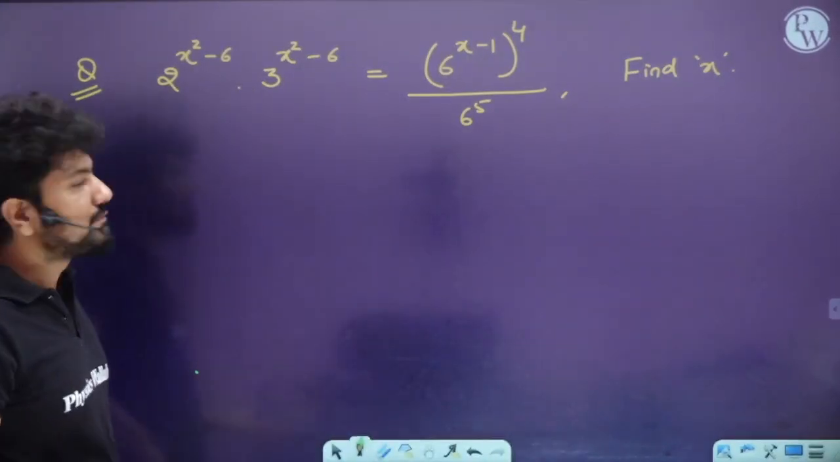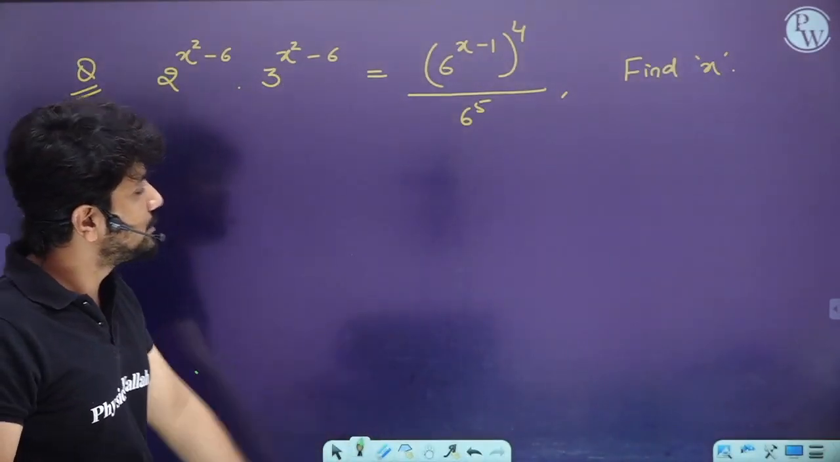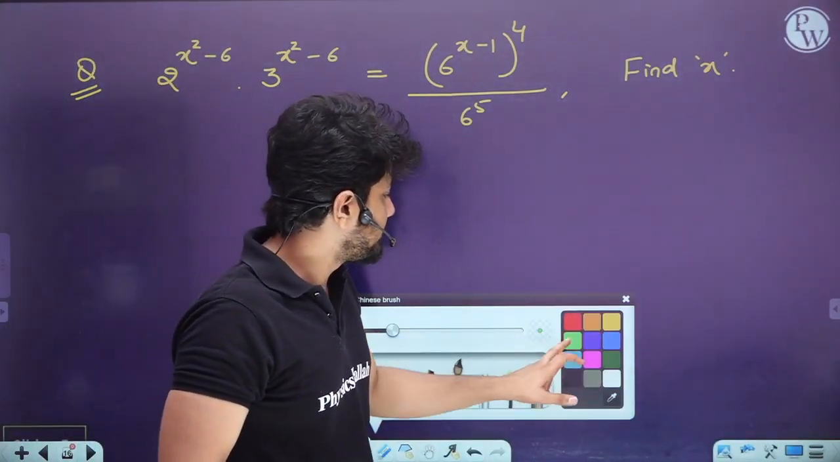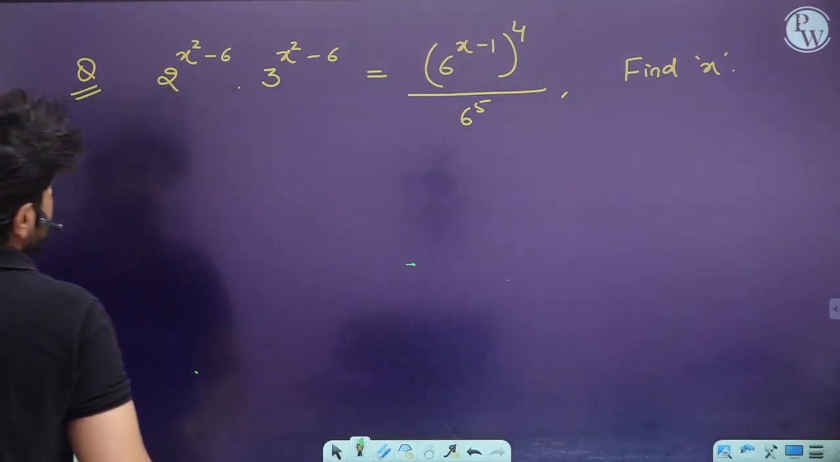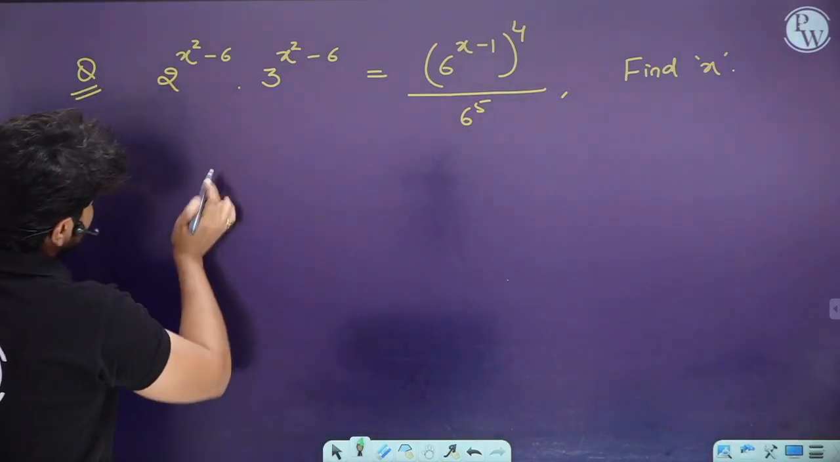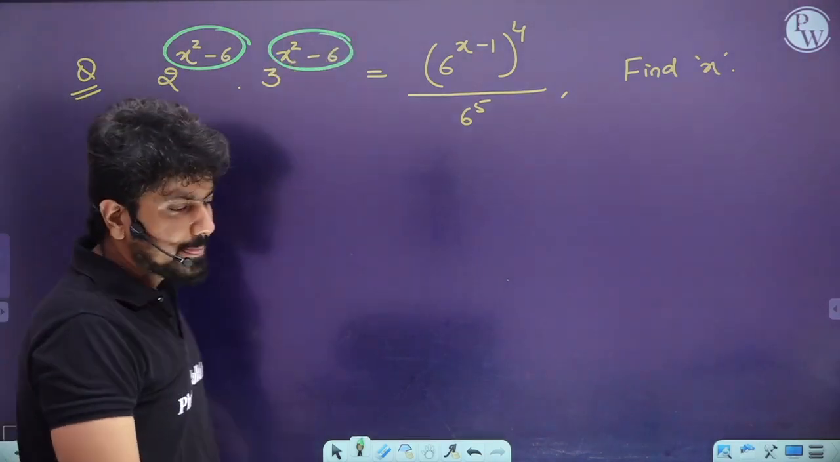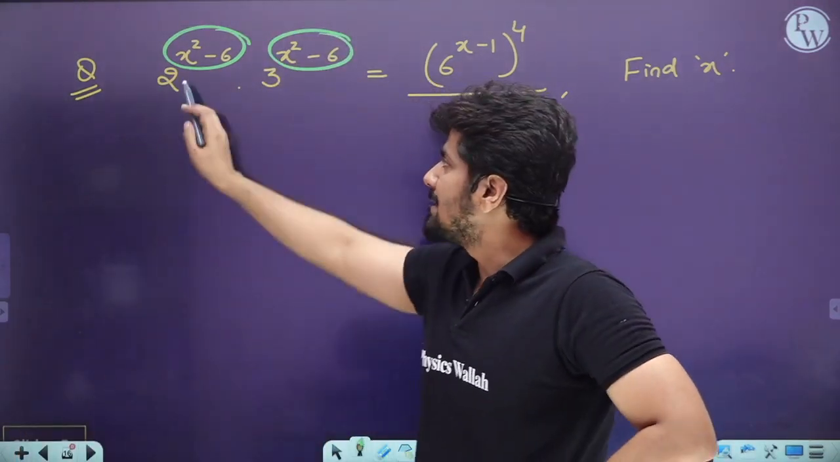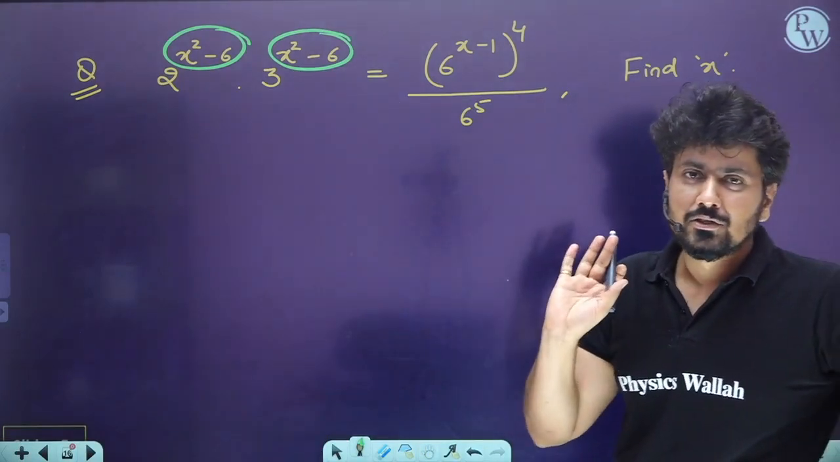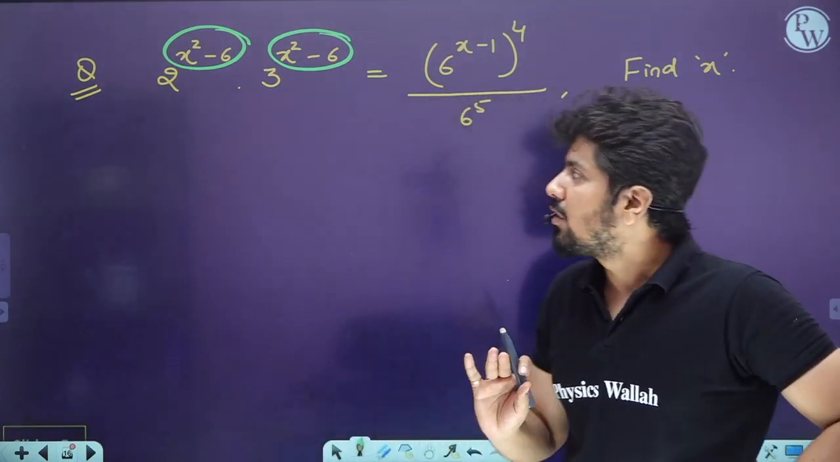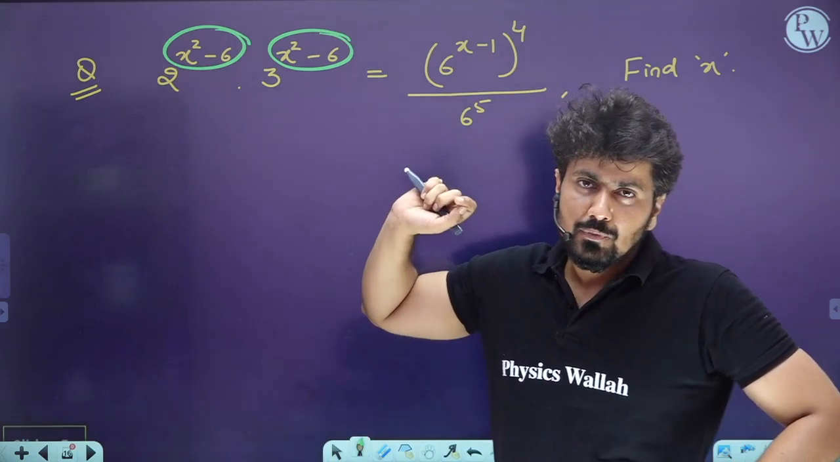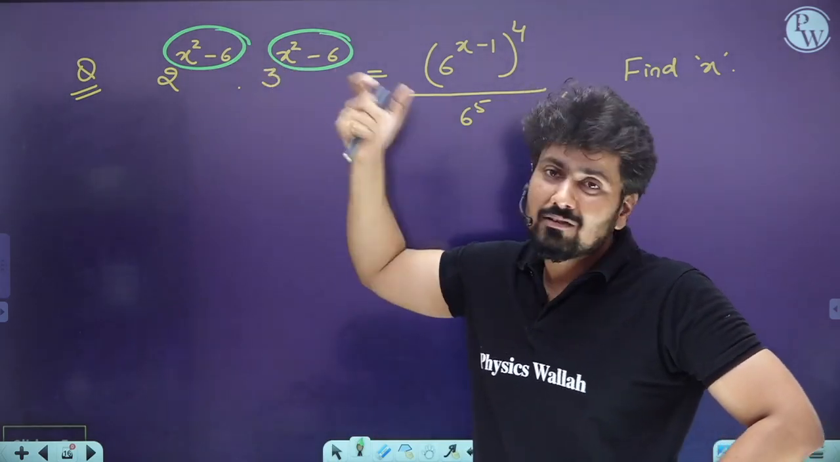So find the value of x. In this equation, we need to solve for x. Very simple question. So how do we do that? On the left-hand side, you can see that the powers are the same, correct? Bases are different. Here the base is 2, here the base is 3. So are you able to see what law we can apply over here? Bases are different, but the power is same.